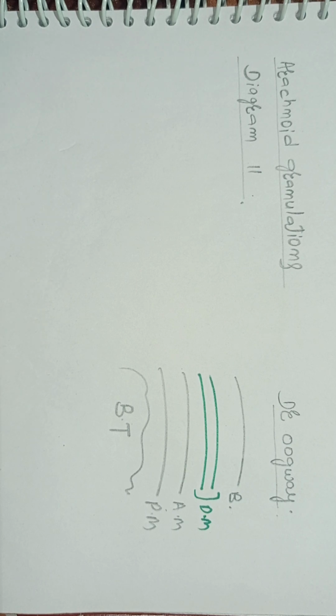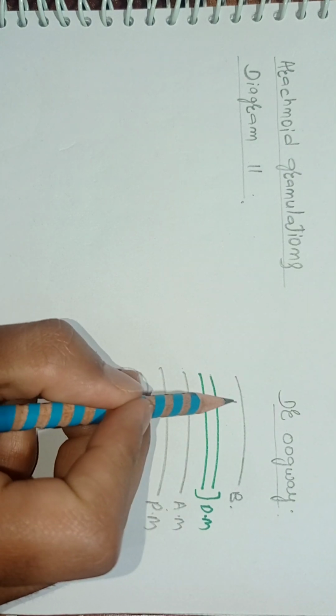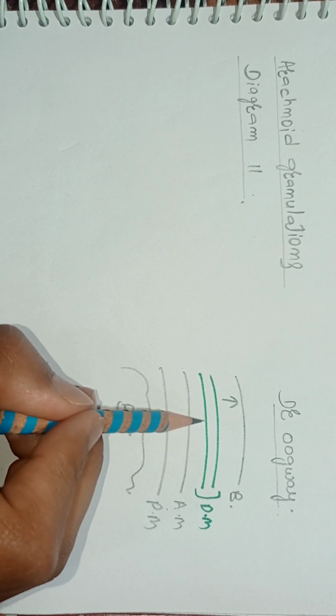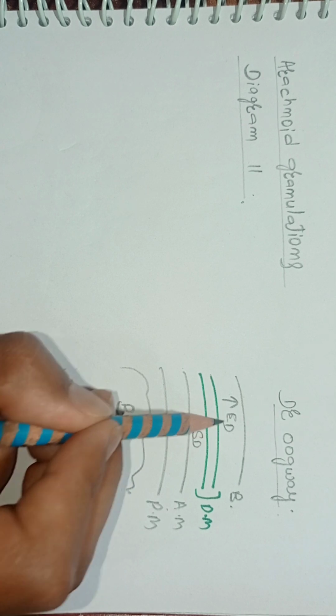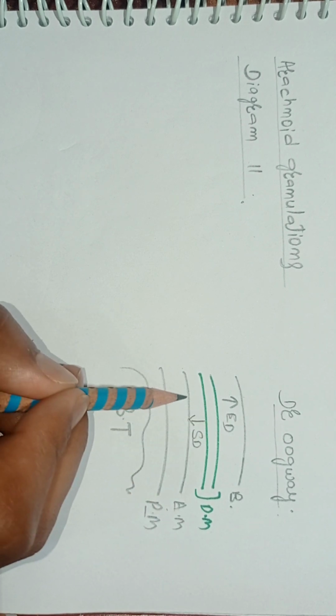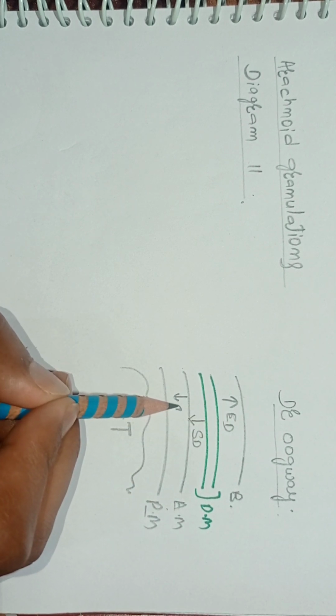So the dura mater is two layered. The space above the dura mater, that is between the dura mater and the bony layer, is called the epidural space. The space between the dura mater and the arachnoid mater is called the subdural space. So this is the epidural space, subdural space, and below the arachnoid mater, between the arachnoid mater and pia mater, we have the subarachnoid space.